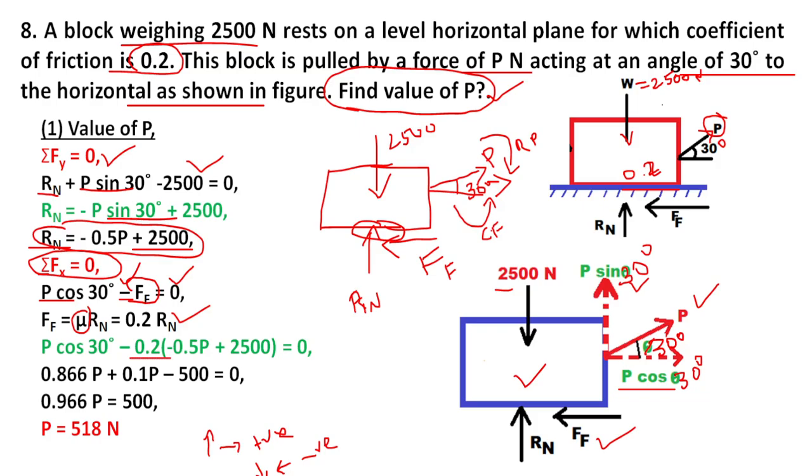0.2 into Rn. The Rn value we have already found out. So 0.2 into minus 0.5 P plus 2500 is equal to 0. P cos 30 is 0.86 into P. 0.2 into minus 0.5 P gives minus 0.1 P, and 0.2 into 2500 is 500. So 0.86 plus 0.1 is 0.96 P, equal to 500.